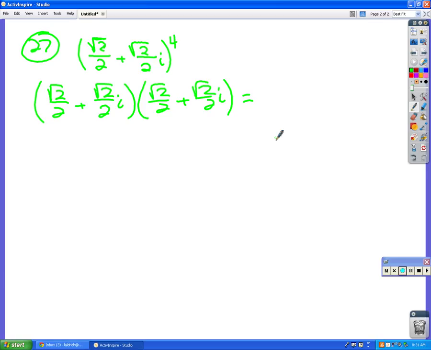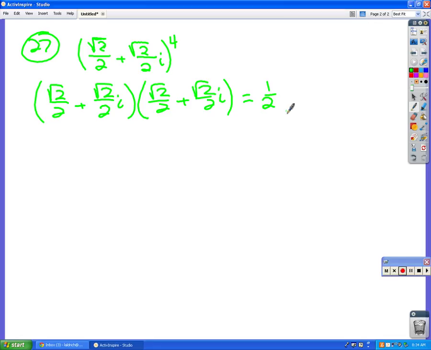First times first, what is it? Here we go. First times first. Root 2 times root 2 is? Root 4. 2 over 4. Root 4, and the square root of 4 is? 2. 2 times 2 is 4. So I don't want to go too fast here, but 2 over 4 is 1/2.